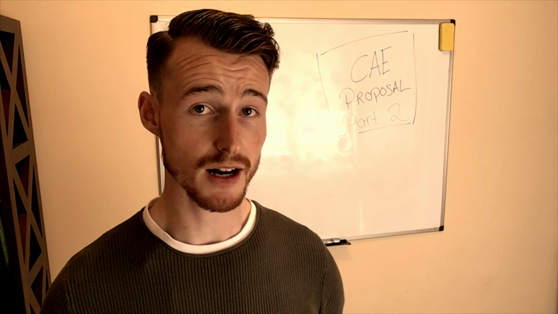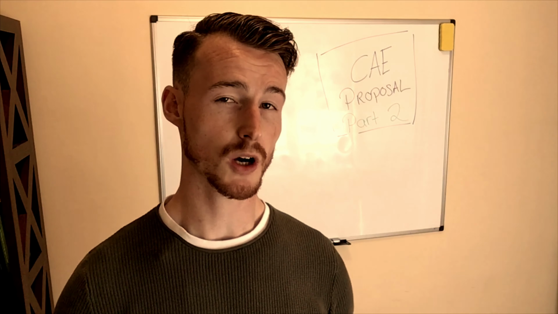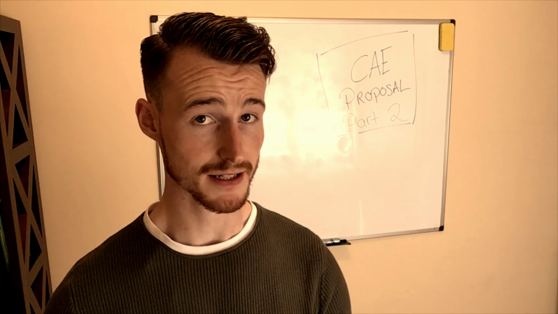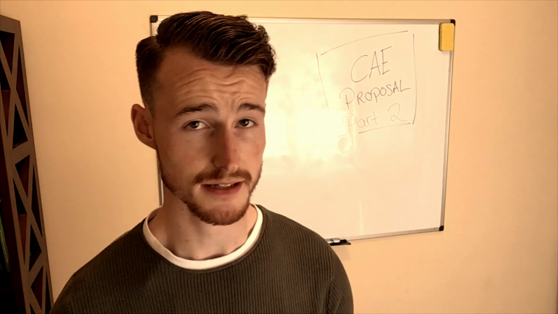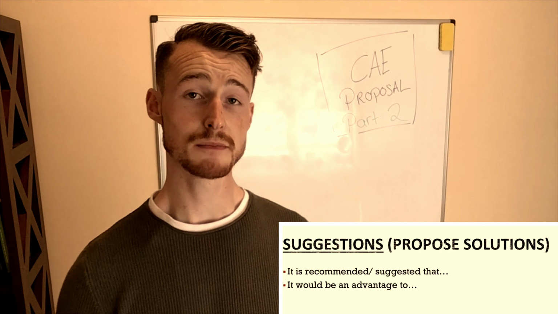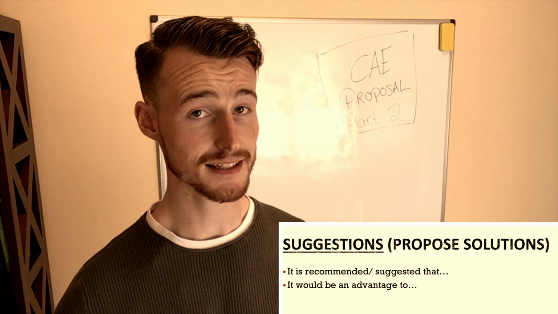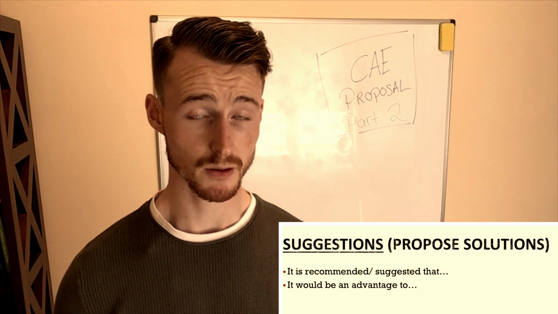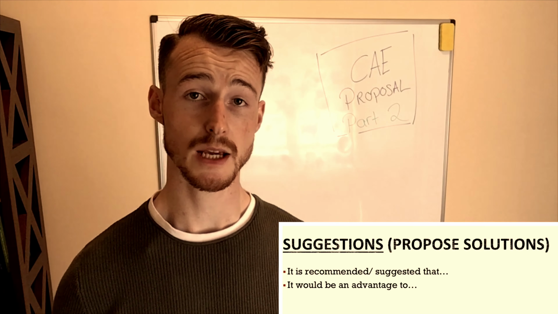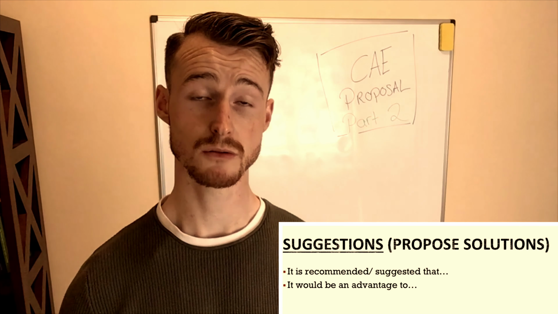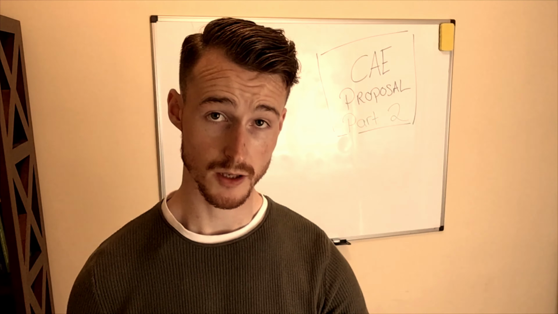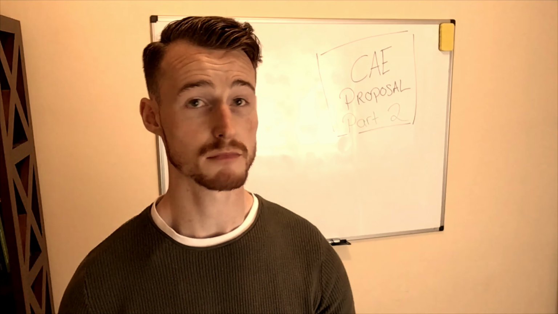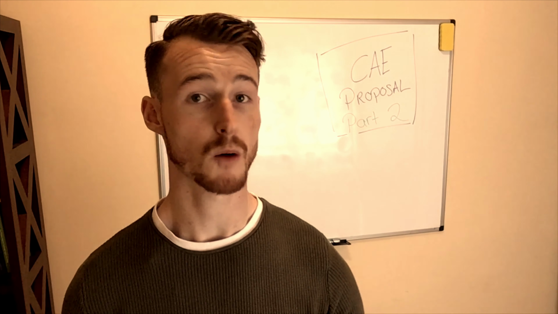Okay, good. Next paragraph, we have the suggestions. This is where we are going to propose some solutions to the problem. Here we're going to look to use a passive structure, and we can start by saying something like, it is recommended that, or it is suggested that. And then within that same body paragraph, you could write something like, it would be an advantage to, and then if you like, you can include some bullet points. Better facilities, improved machinery, increased whatever it is.